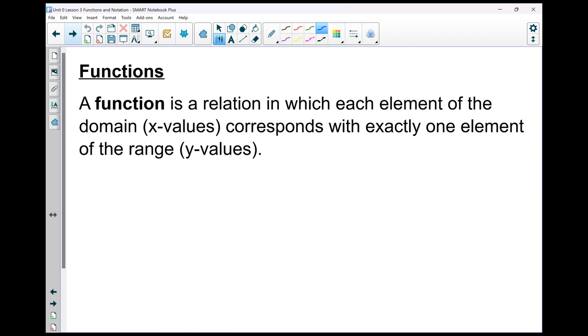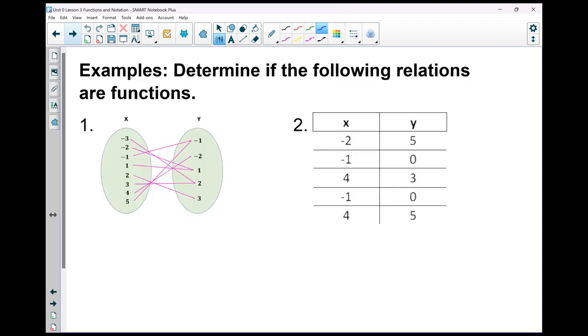Now we should remember that the domain represents all of the x values or input values of the relation, and the range represents all of the y values or output values of the relation. Now there are many different ways a relation can be presented to you. We're going to cover all of them. The ones you see here are a mapping diagram in number 1 and a table in number 2. So let's talk about that mapping diagram first.